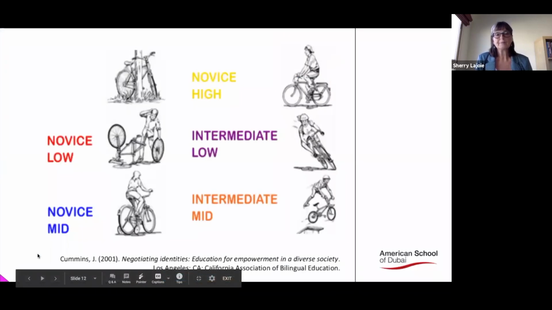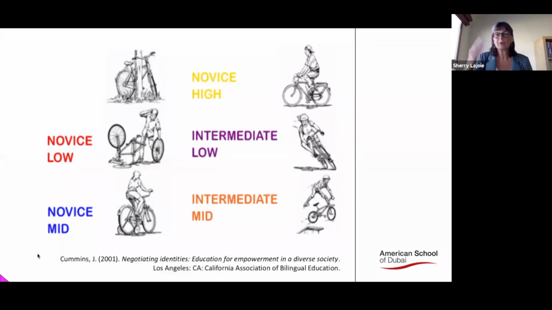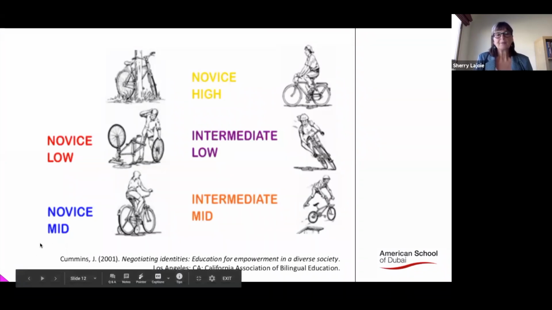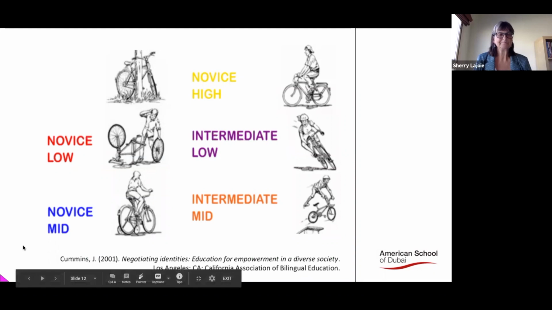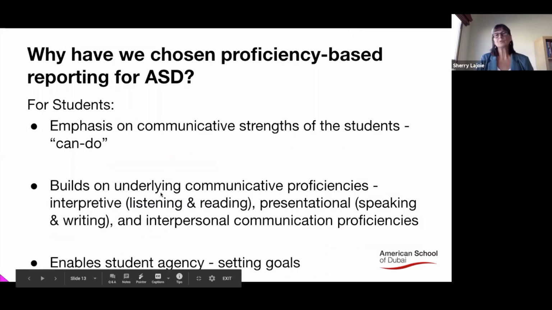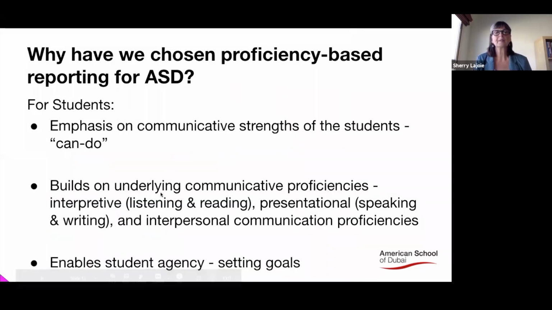Another image of the progression of proficiency, from using trainer wheels all the way through to trick jumping on your bicycle. So why have we chosen a proficiency-based reporting for ASD?